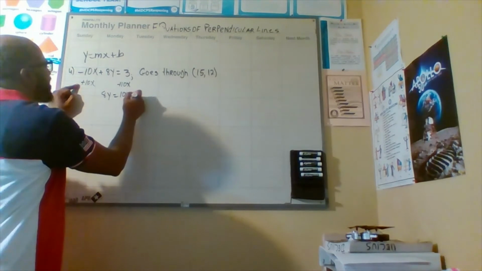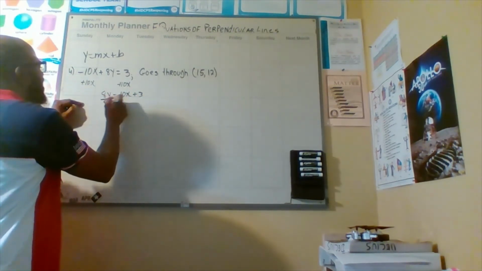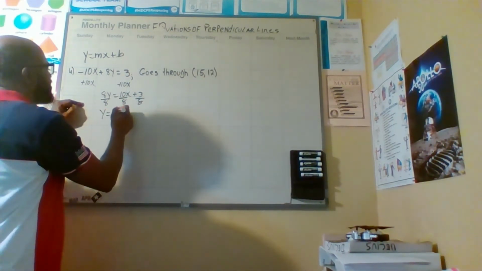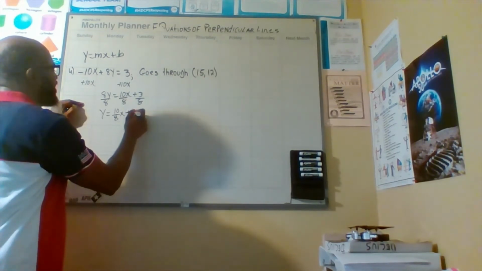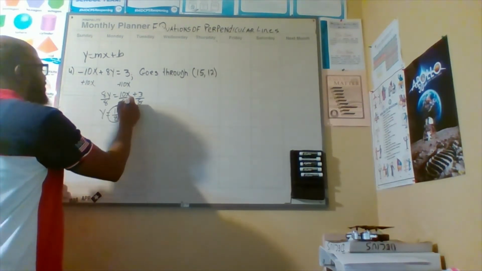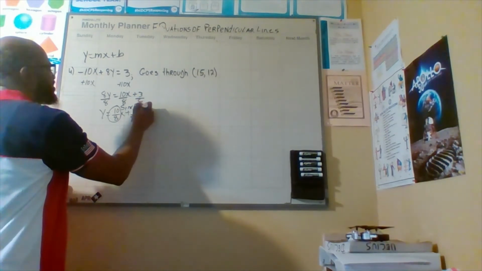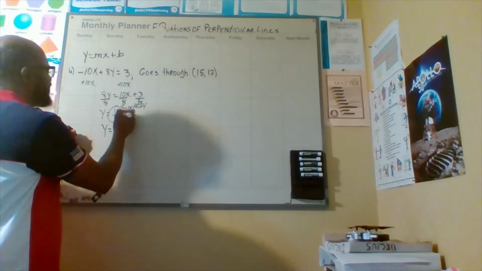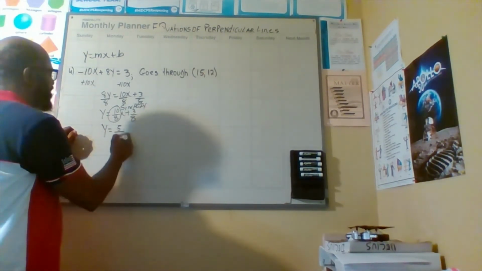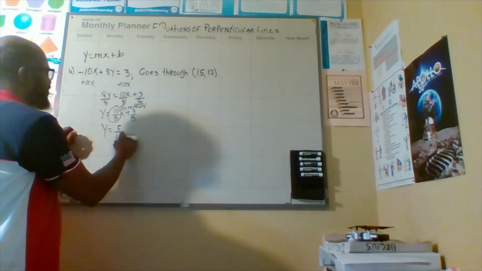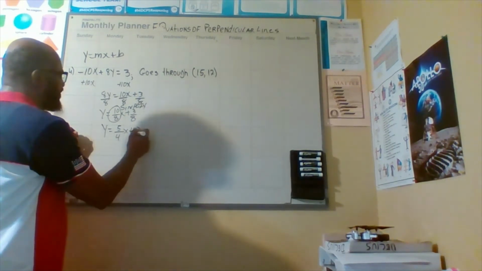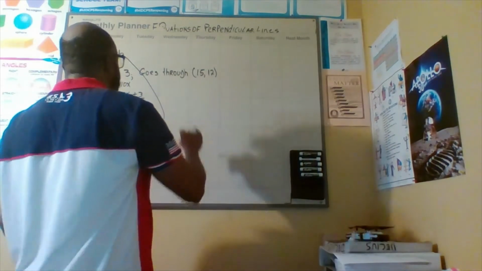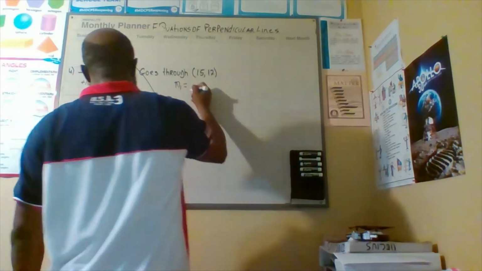However, this needs to be simplified. Common mistake. You have two in common as a factor, so divide by 2, that will give you 5, and divide by 2, that will give you 4, so it will be 5/4 x plus 3/8. In your equation in slope-intercept form, you can identify the slope. My slope m is equal to 5/4, and my x1 is 15, my y1 is 12, then I'm solving for y.